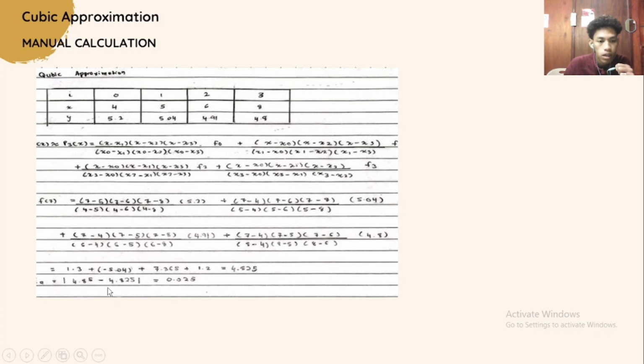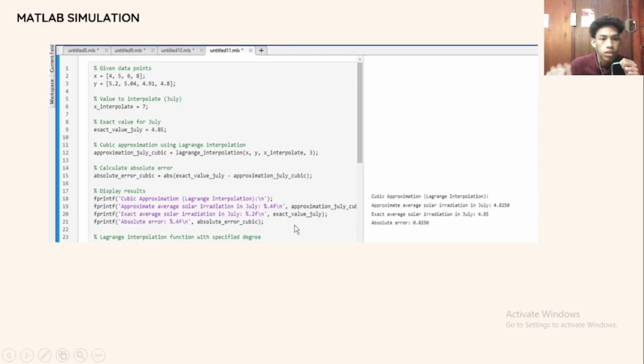absolute error. So exact value minus approximate value, then we find and then we got the absolute error. So 4.85 is our exact value, then minus 4.825 which is our approximation value, and then we got 0.025 which is our absolute error. So we move to the MATLAB calculation simulation.